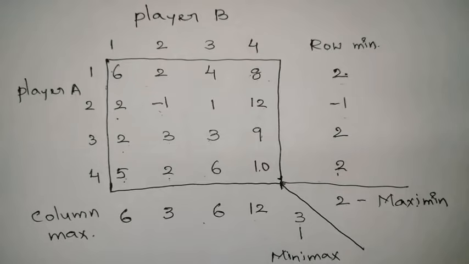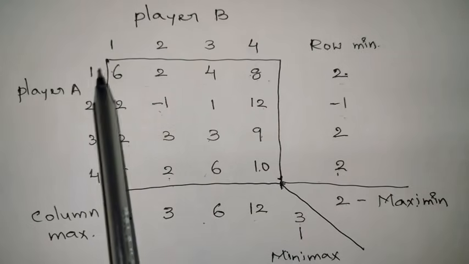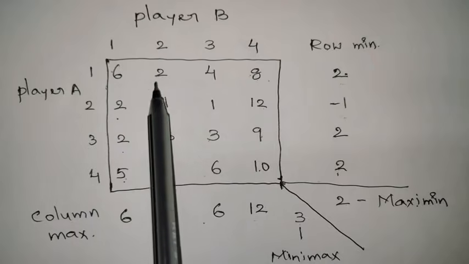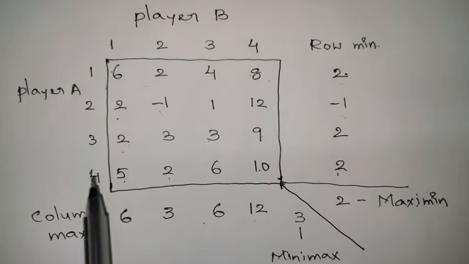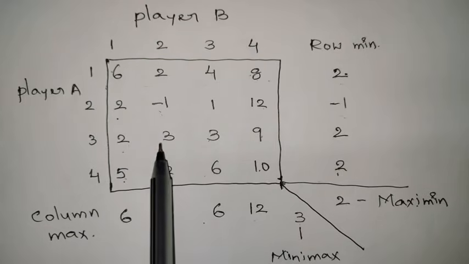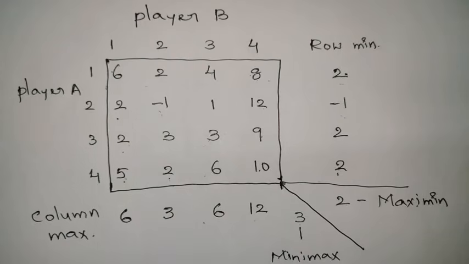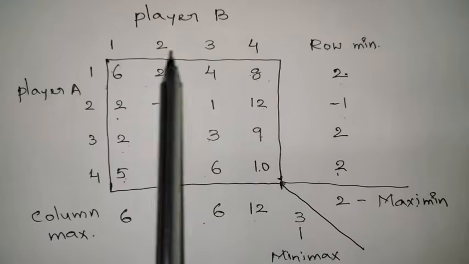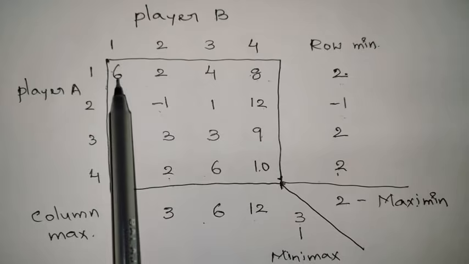Then let us see the column dominance. Now take columns 1 and 2. Compare the values in columns 1 and 2. 6, 2: column 1 is higher. 2, minus 1: column 1 is higher. 2, 3: column 2 is higher. So column 1 is not completely dominating column 2. It is not a possible combination. Now take the combination of columns 1 and 3. Compare the values in those columns. 6, 4: column 1 is higher.